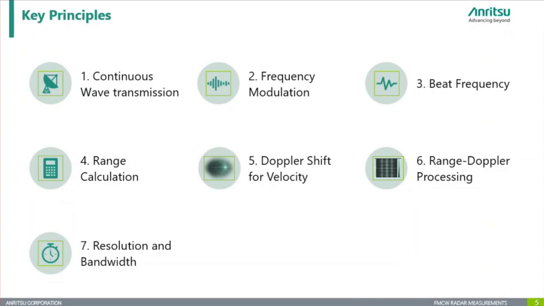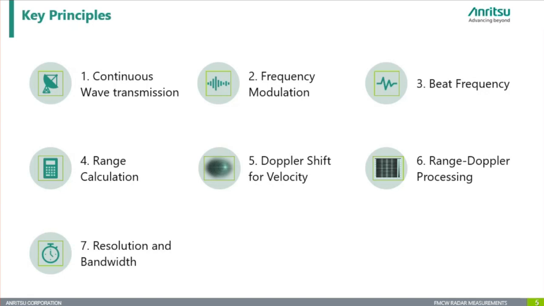The fifth is the Doppler shift for velocity. If the target is moving, the received signal also has a Doppler shift. By analyzing multiple chirps, for example in a frame, the Doppler frequency can be extracted to estimate velocity. The sixth is range Doppler processing, where we use a 2D FFT, fast Fourier transform. The first FFT extracts the range from the beat frequency. The second FFT extracts the velocity from the Doppler shift across the chirps.